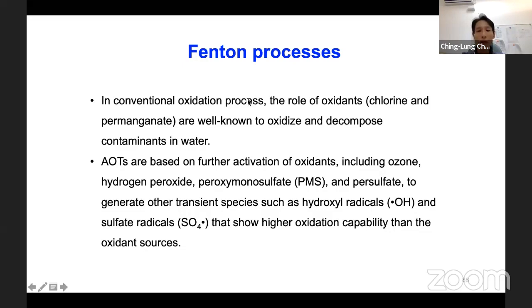When we mix the hydrogen peroxide, it will produce the hydroxyl radical. The hydroxyl radical is very activated, so it will attack the pollutant in the wastewater. So we use the hydroxyl radical to clean the wastewater.